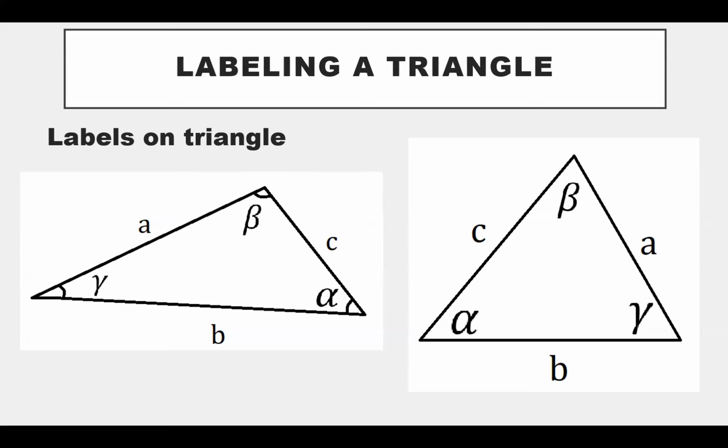That is going to be the labeling convention no matter what the shape of the triangle is. So in these two triangles, the one on the right looks acute, the one on the left looks obtuse with obtuse angle at beta, but we keep that same labeling convention.